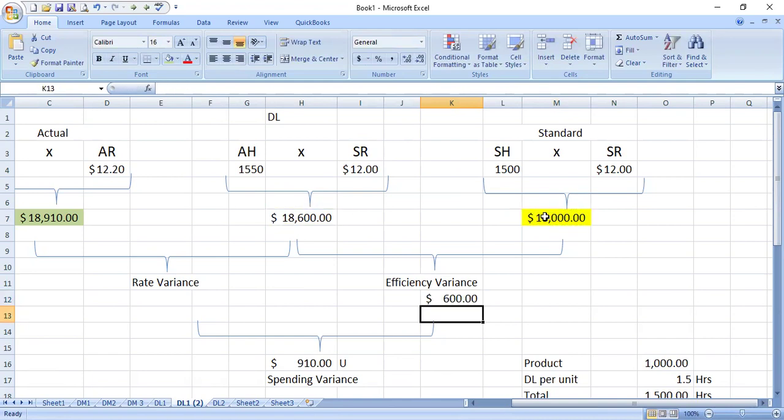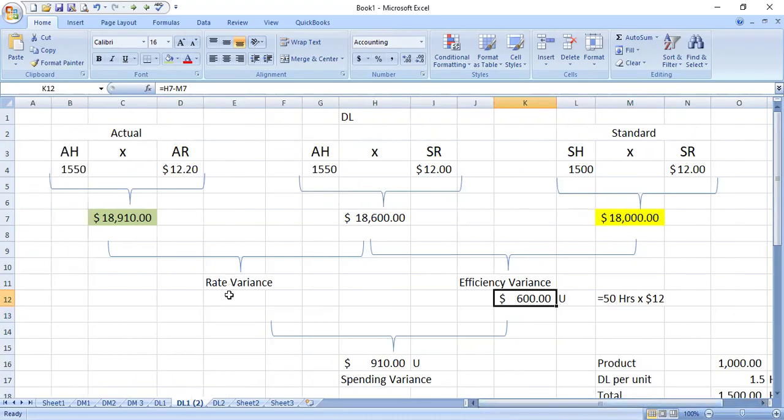Looks like $600, but is it going to be favorable or unfavorable? Unfavorable. Why? Because we're overspending. Why are we overspending? That's because we're using more hours. How many hours? In fact, 50 hours more. For which hours are we paying $12? And that's going to give us a $600 unfavorable.